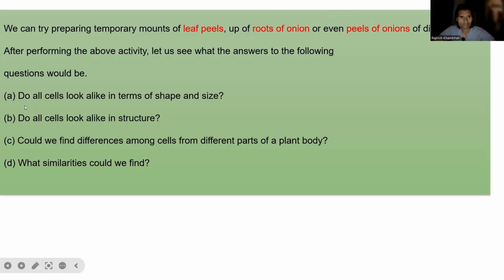So question number 1. Do cells look alike in terms of shape and size? Means, do all the cells look exactly the same in different structures, like cells of the root, cells of the onion peel, and cells of the leaf? Do they have the same size? Do they have the same shape? Answer is no. Different cells from different places have different sizes, different shapes.